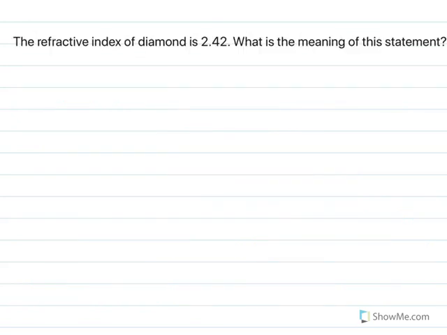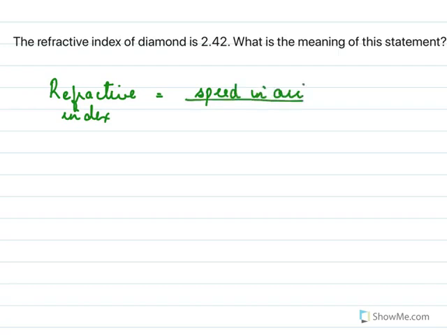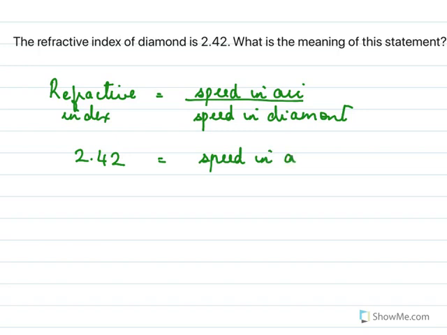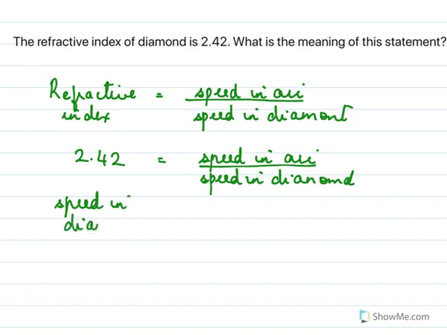The refractive index of diamond is 2.42. What is the meaning of this statement? We know refractive index, in this case of diamond, is speed in air over speed in diamond. Refractive index here is 2.42, speed in air over speed in diamond. So speed in diamond will be 1/2.42 speed in air. So we can say that speed in diamond is 2.42 times slower than the speed in air.